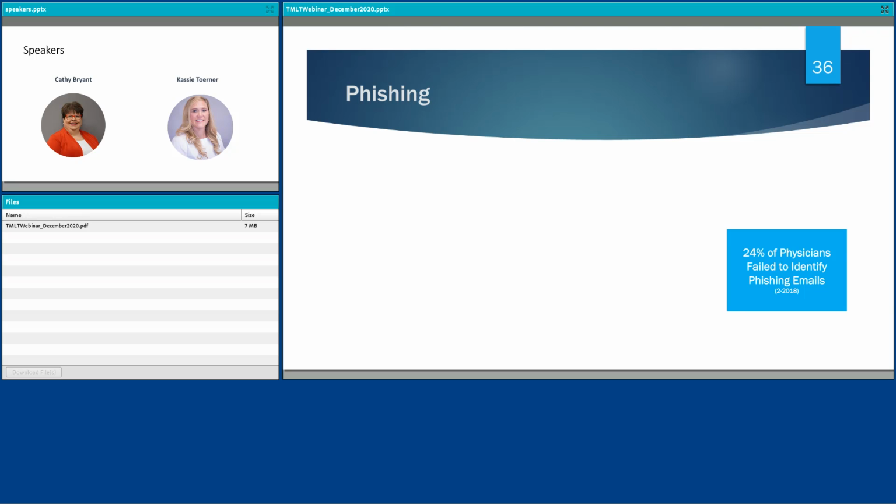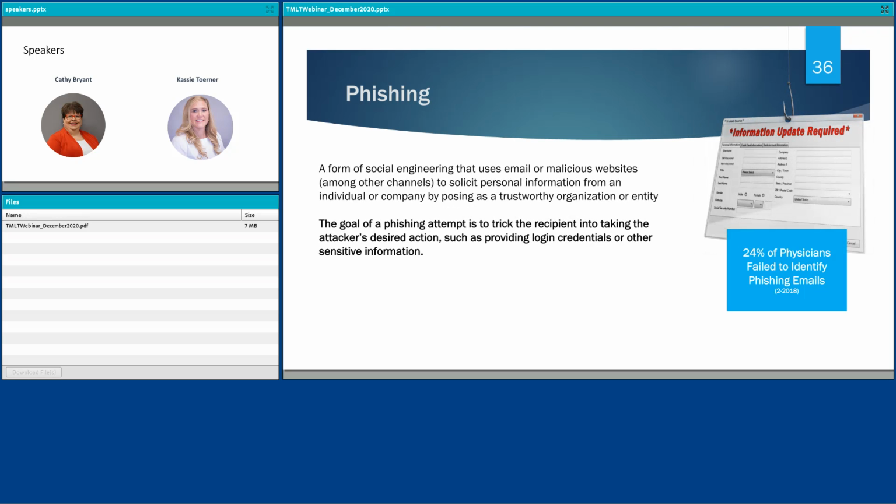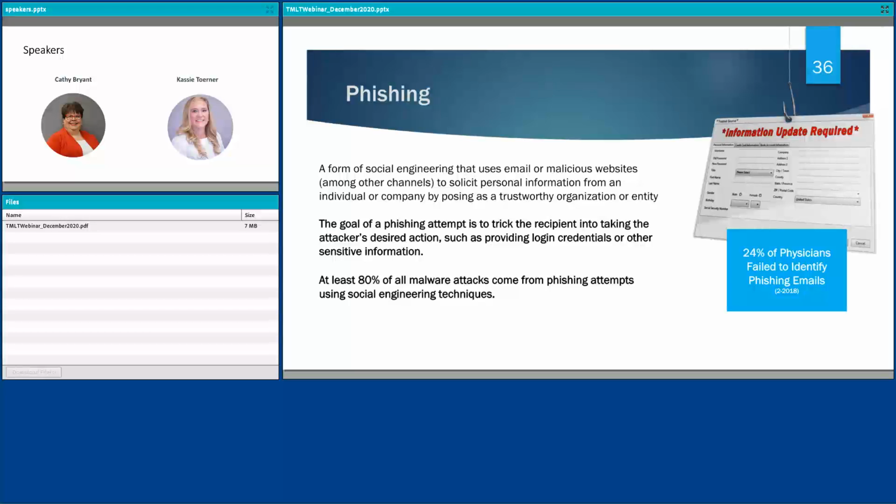So phishing, as we've been talking about, is a form of social engineering that uses email or malicious websites to solicit personal information from an individual or company, and they're acting as someone who is trustworthy, an organization that you may know or an entity that you may be aware of. The goal of the phishing is to trick the recipient into taking the attacker's desired action, for example, providing login credentials or other sensitive information. You can see here 24% of physicians fail to identify phishing emails. And at least 80% of all malware attacks come from phishing attempts using social engineering techniques.